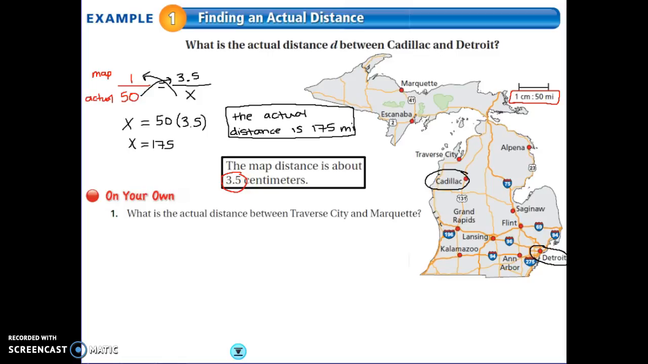In On Your Own number 1, I'd like for you to go ahead and find the actual distance between Traverse City and Marquette. If you were to use a centimeter ruler to measure the distance from Traverse City to Marquette, you would find that the distance on the map is about 2 centimeters. So I'd like for you to go ahead and use that value, the exact distance from Marquette to Traverse City. Go ahead and pause the video and try doing that on your own now.